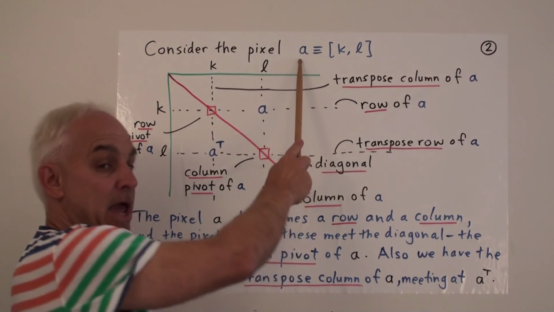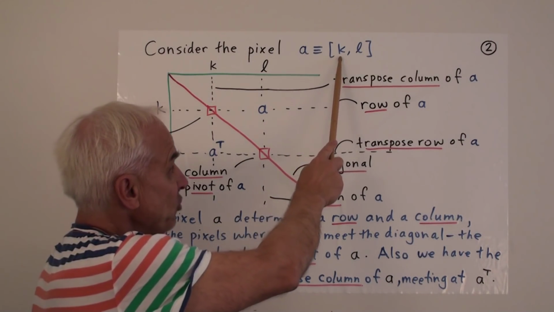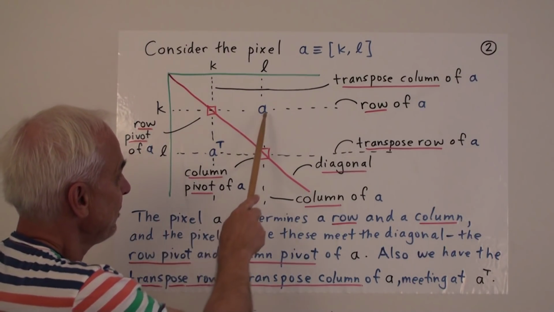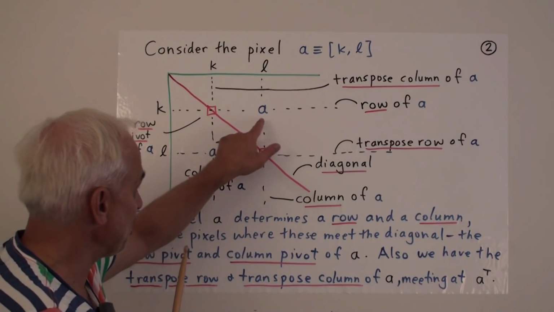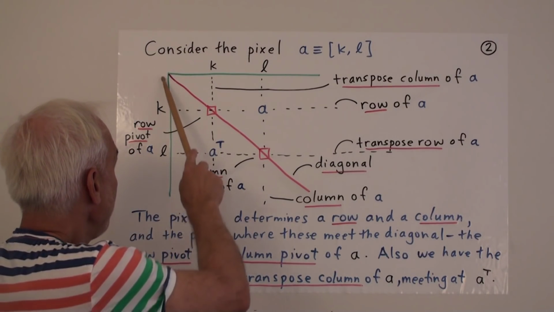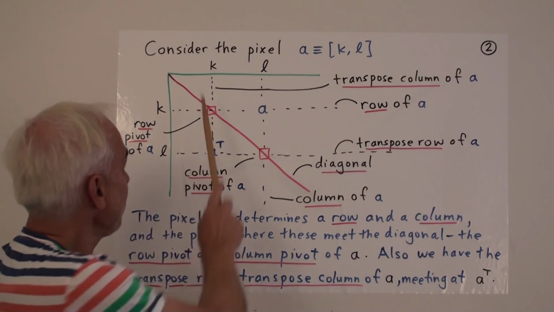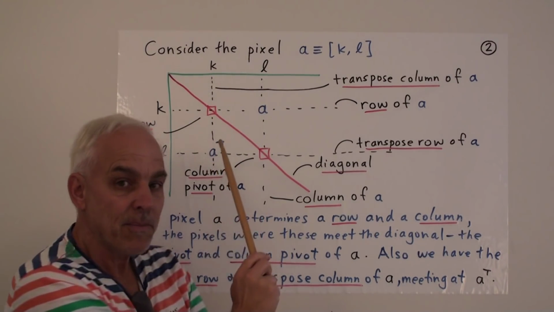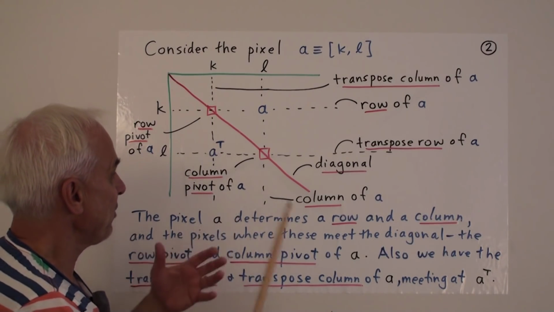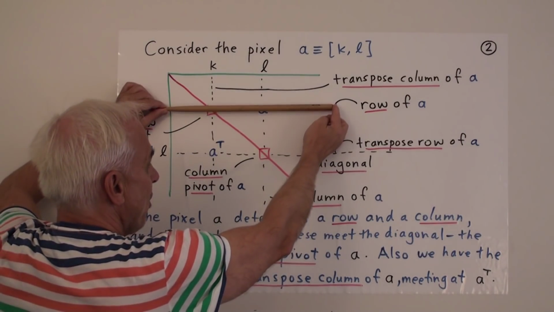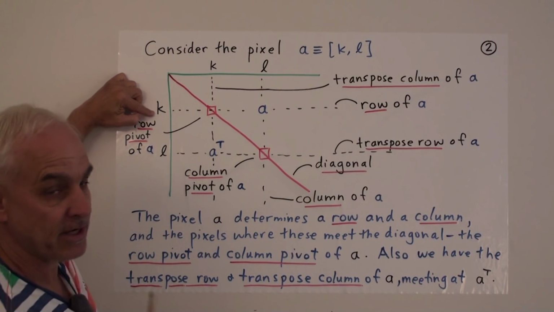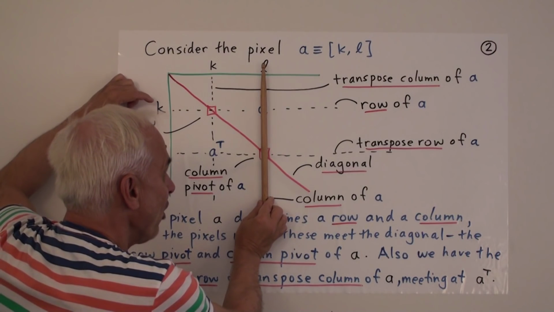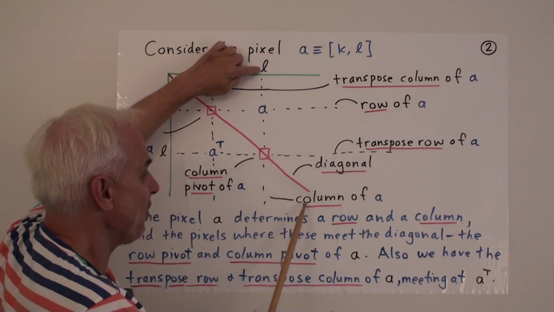So let's consider a pixel A consisting of the natural numbers K and L. On our screen, we can picture that A as a position on our screen where the row number is K and the column number is L. Now this pixel determines some other things. In particular, it determines a row. This row that's labeled or indexed by K we'll call the row of A. And correspondingly, this column indexed by L will be called the column of A.